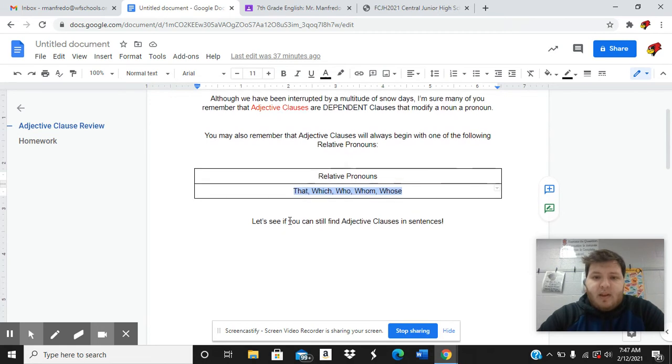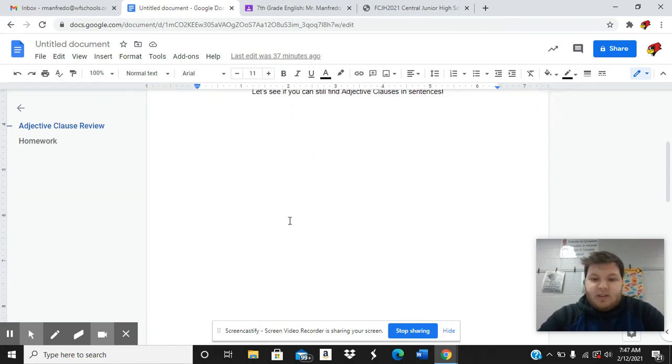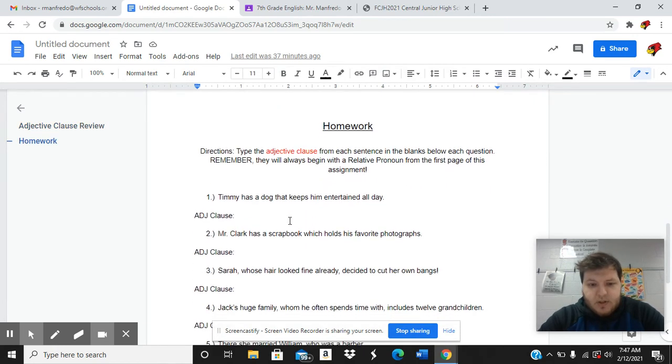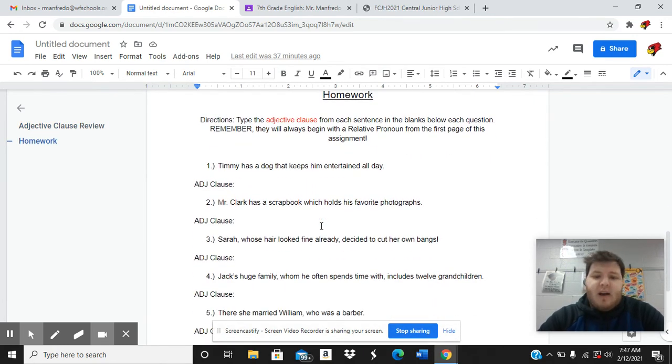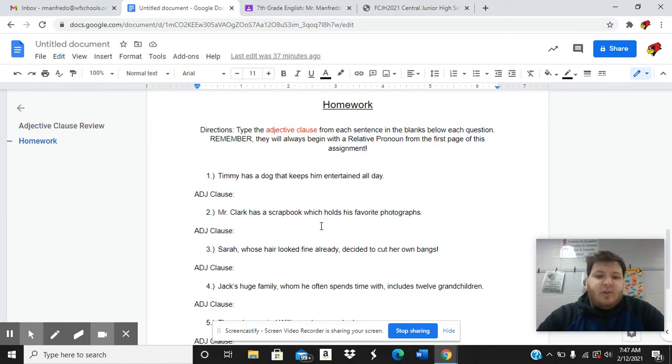And you may also remember that in order to check your answer, since your adjective clause has to be a dependent clause, everything else in the sentence that you don't think is that adjective clause must be able to stand alone as an independent clause, right? Because we have to have one of each in order for that to be a complete sentence. So if you have a dependent clause, it has to have an independent clause attached to it for it to be a complete sentence. So let's take a look down here. Your homework looks very similar to your last homework in that all I need you to do is type the adjective clause in these blanks below. So we'll do one of these together.